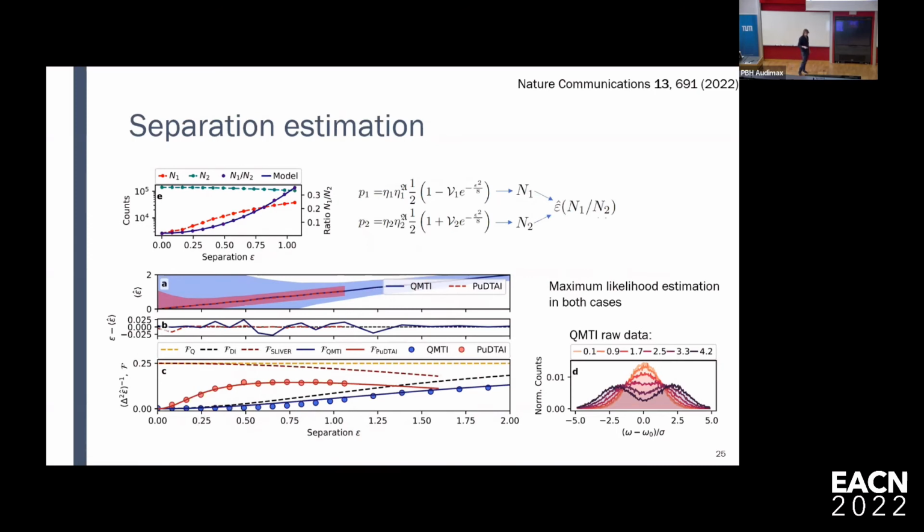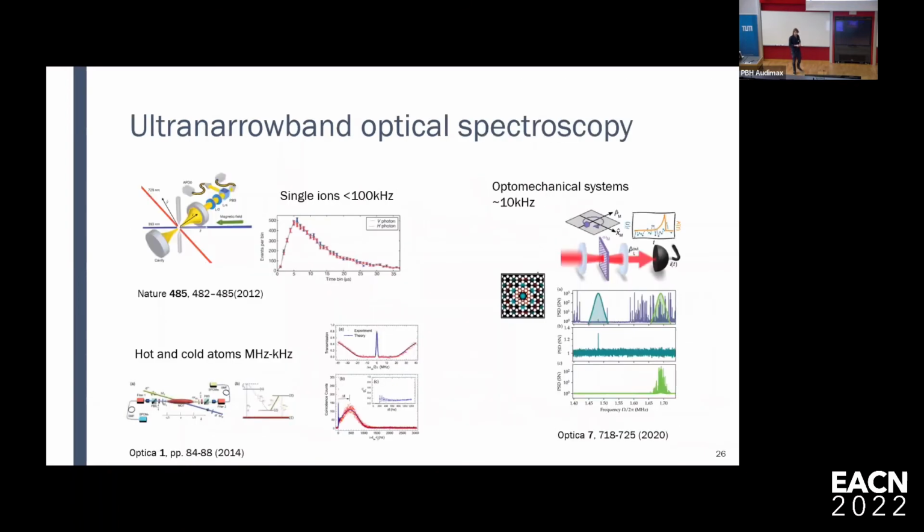And as is known in the field, for even smaller separations, we still go to zero. So the ultimate bound is never reached because it's only reached for 100% visibility and no noise. That's a rather fundamental result.